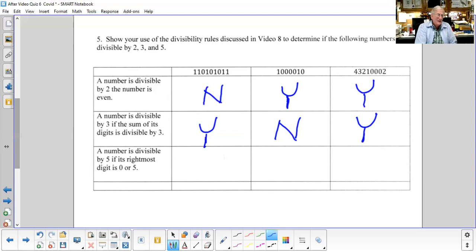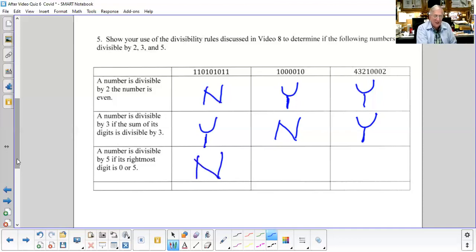A number is divisible by 5 if its rightmost digit is 0 or 5, right? It tells you the rules right there. And those are the rules, of course, I want you to know the rest of your life. Now, is that first number divisible by 5? Does it end in 5 or 0? No, it does not. No good.